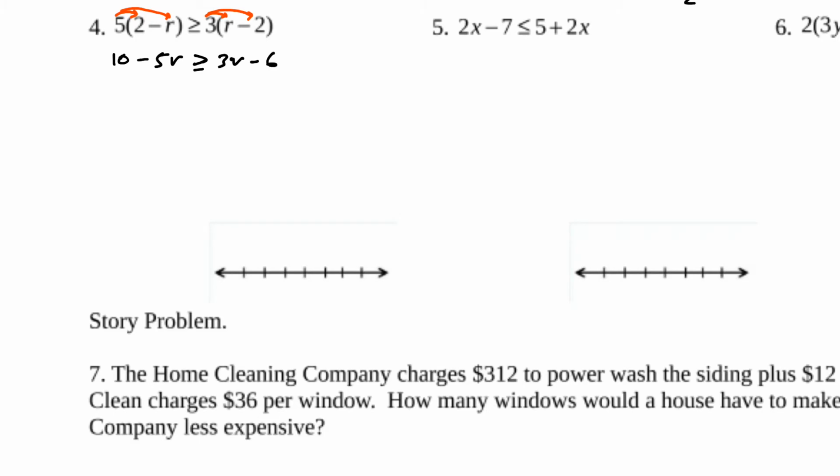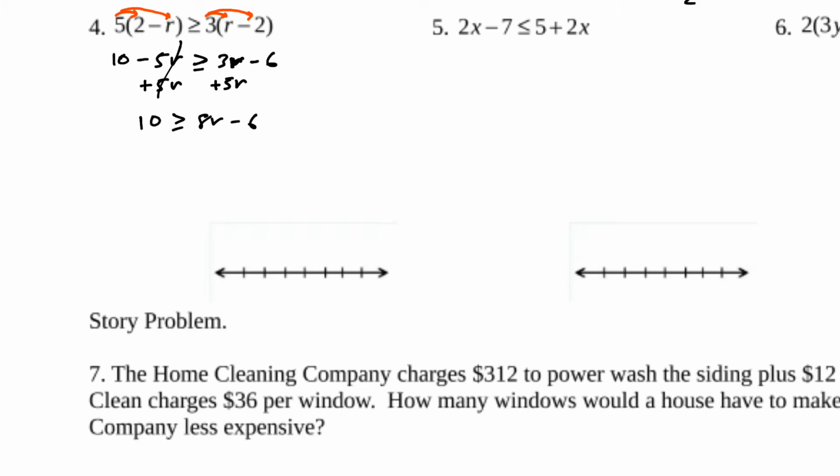All right. From there, I need to use addition or subtraction to get the terms with the variable r on the same side. So I'm going to add 5r on both sides. They cancel out on the left-hand side. So all I have left on the left-hand side of my inequality is 10. Bring down my inequality symbol, which is greater than or equal to. And on the right-hand side, now I have 3r's plus 5r's. That gives me 8r's. And then bring down the minus 6.